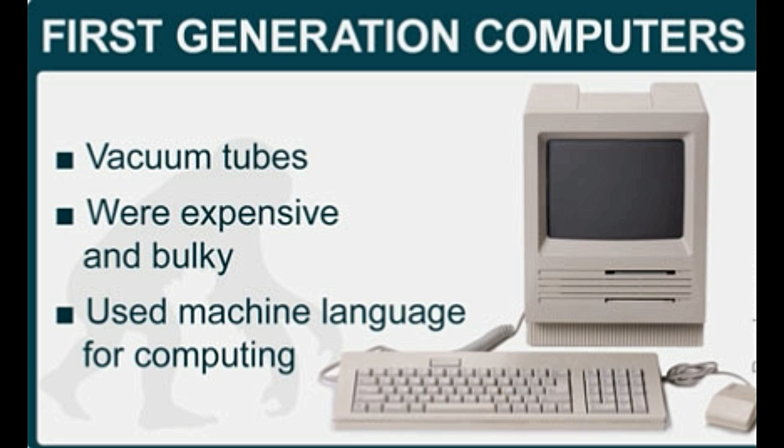If you look at how computers evolved, you will notice that first-generation computers made use of vacuum tubes. These computers were expensive and bulky. They used machine language for computing and could solve just one problem at a time. They did not support multitasking. IBM, today a big name in the list of computer technology industries, was founded in 1911.